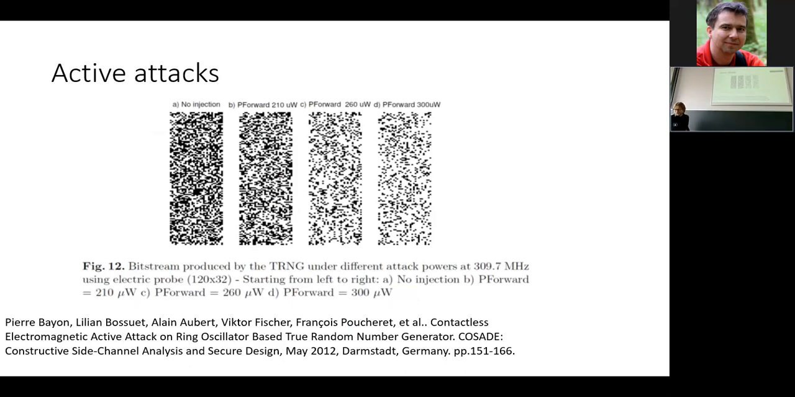So this was a problem, and this is a case of an active attack, which changes the environment on purpose. What you see here is white dots corresponding to zeros and black ones to ones, and it's the output of a random number generator. When they shine some electromagnetic radiation on it, you see that they can bias the distribution towards zeros if the power is strong enough. So all of this is a big problem.